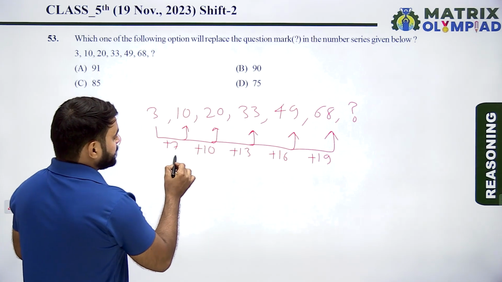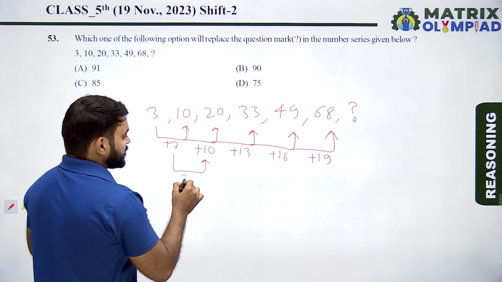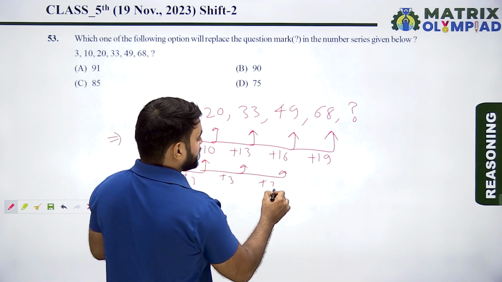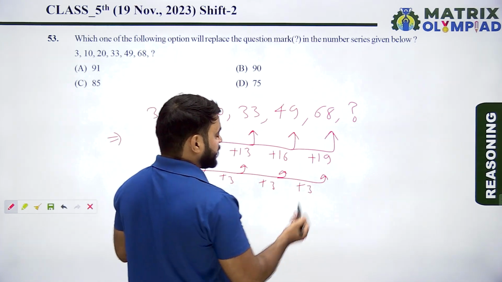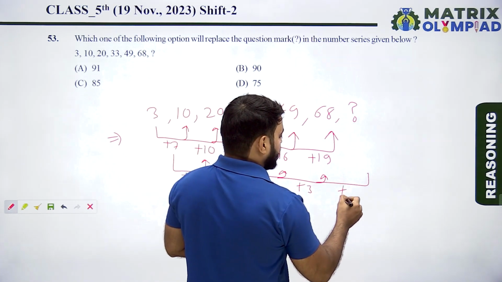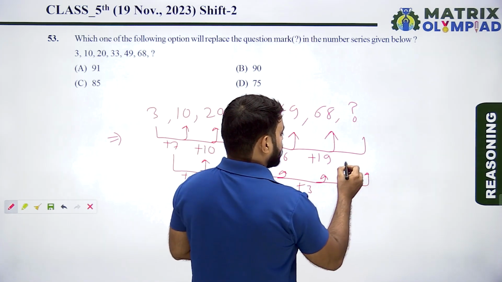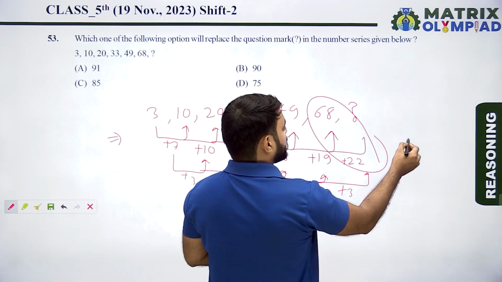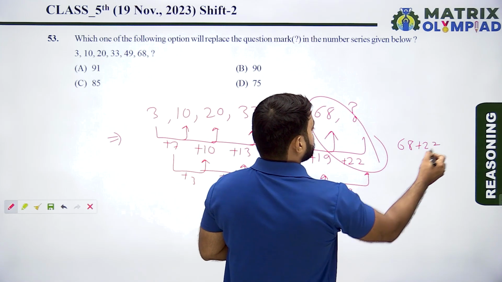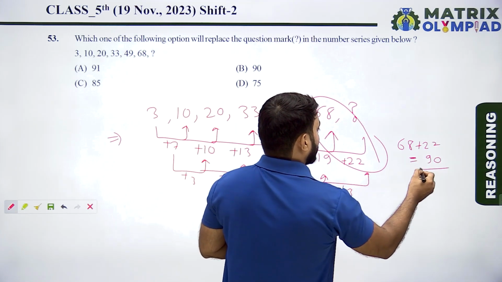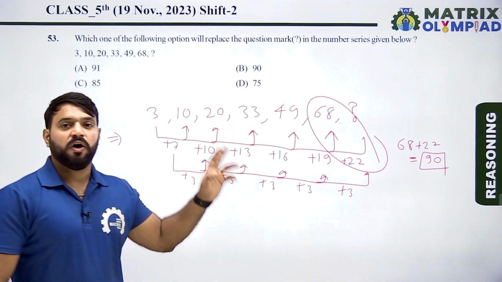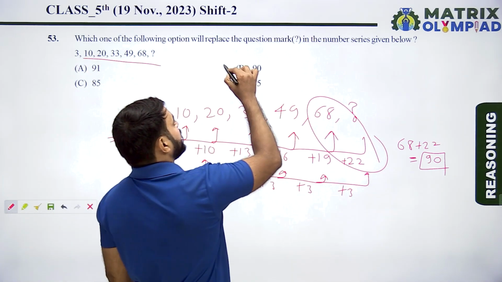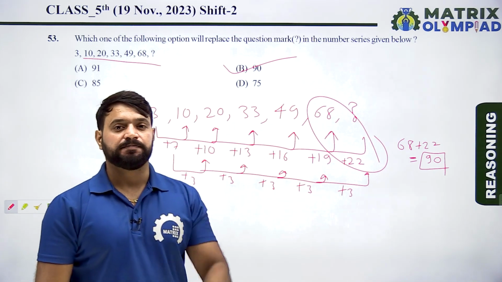So plus 7. 7 plus 3, it means 10. 10 plus 3, it means 13. 13 plus 3, it means 16. Now 16 plus 3, it means 19. Similarly, 19 plus 3, it means 22. So 68 plus 22, it means 90. So 90 is the next term of the given number series. So here option B is the correct answer of this question.